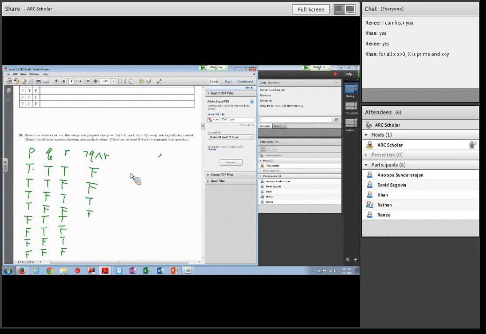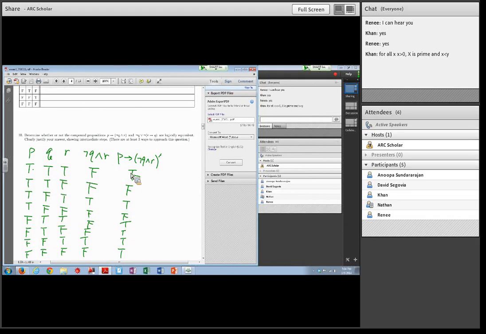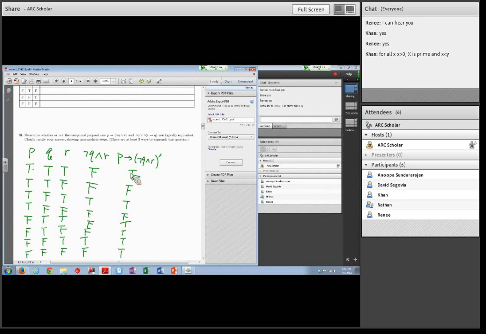False. True. Without P defines not Q. False. True. All of the others are true, right? That is true too. So if you do the same thing, you're going to find out they're not logically equivalent.